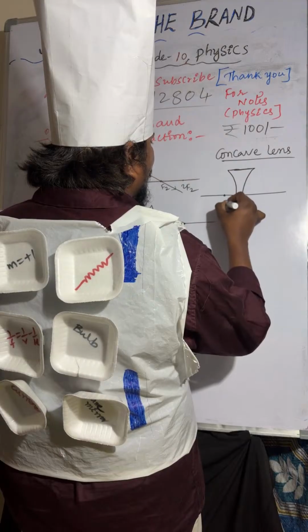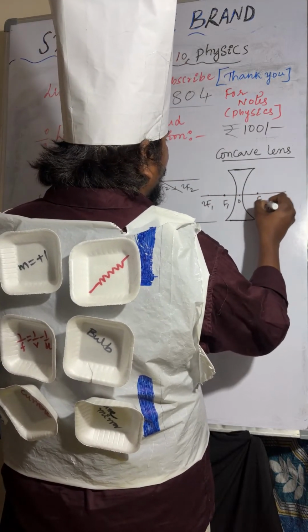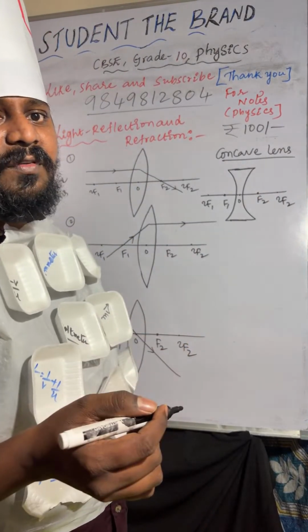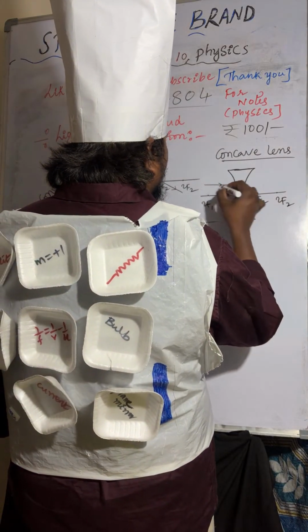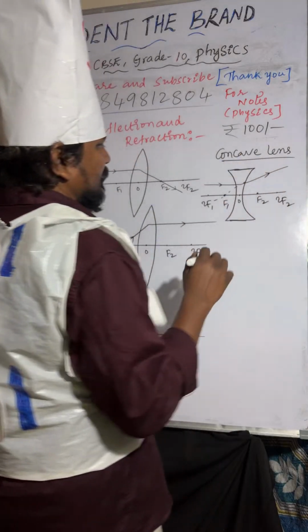Optic center, F1, 2F1, F2, 2F2. So light ray is coming from infinity. After refraction, light ray is moving away from it. So passing through focus.